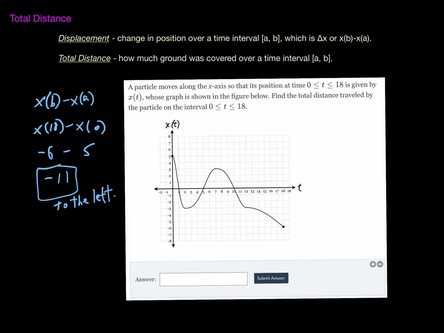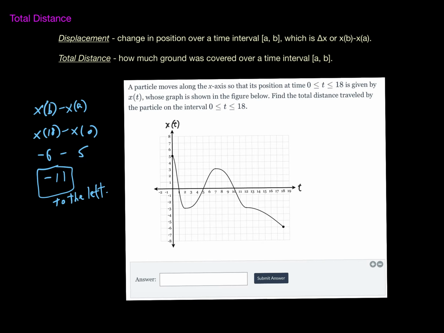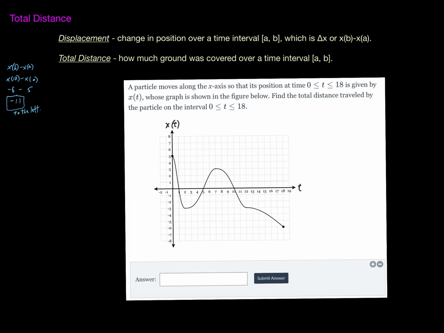Okay, that's the displacement. Now let's move on to total distance. Total distance is how much ground do we cover throughout this interval, right? So let's track these times. Now remember what we said in the first video. Here we're walking towards the left.